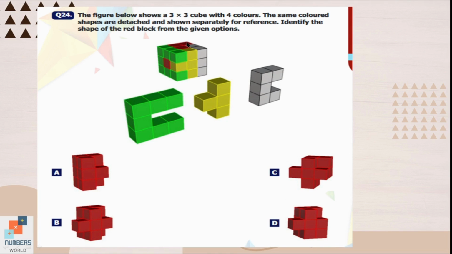Now look at the last column of the cube. There are 3 blocks of red. So if we have to choose between option B and C, option B is the correct one because in option C, there are only 2 blocks in the last column. Third is missing. But in option B, there are 3 blocks. So that's why option B is the correct one because it's fulfilling all the criteria.